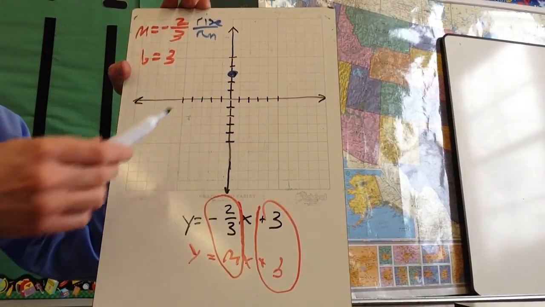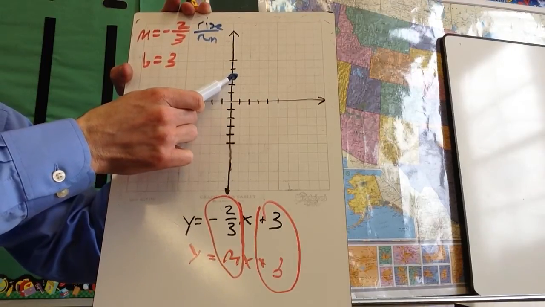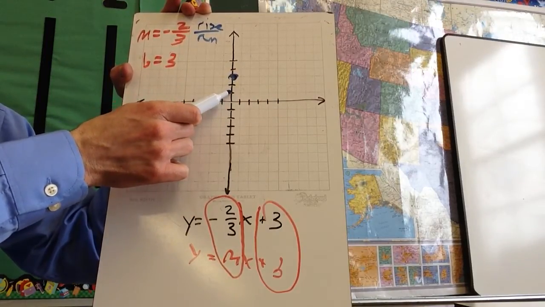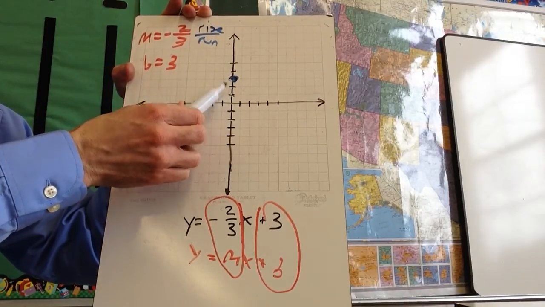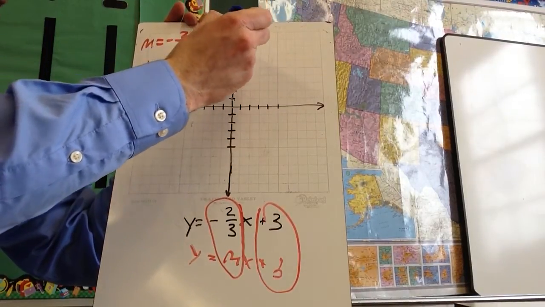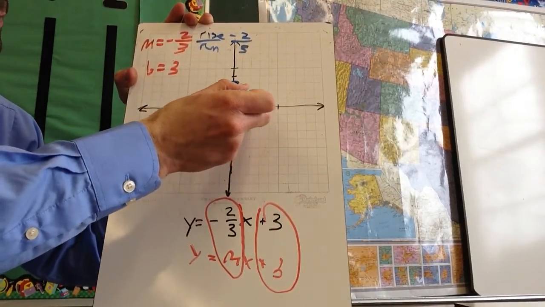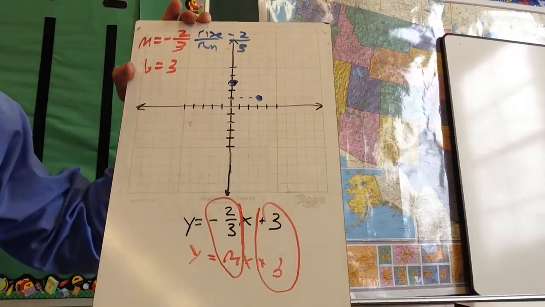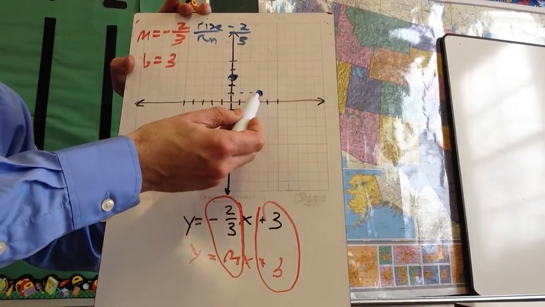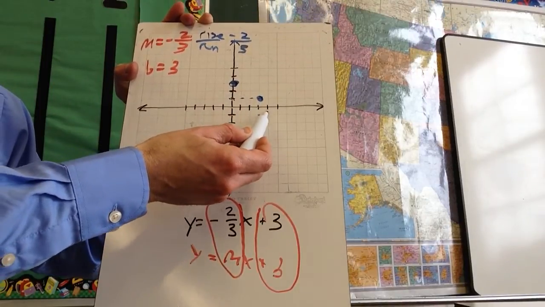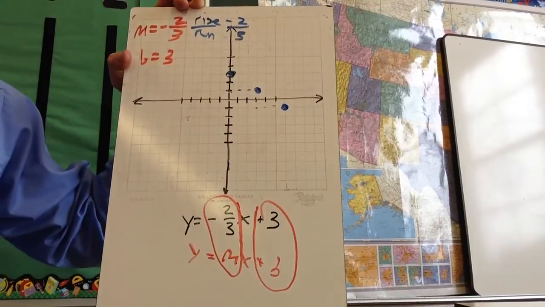So negative 2, I'm going down 2. I'm starting at this point that I just created. I'm going down 2, that's 1, 2 to here. Okay, and then I'm running 3. So rise of negative 2, and I'm going to run 3. So it's down 2, run 3, that puts me here. That's my second point. If I wanted to create another point, I could actually do that. I would go down 2 from here, and then run 3 more, and that would get me to there. You don't necessarily have to do that.